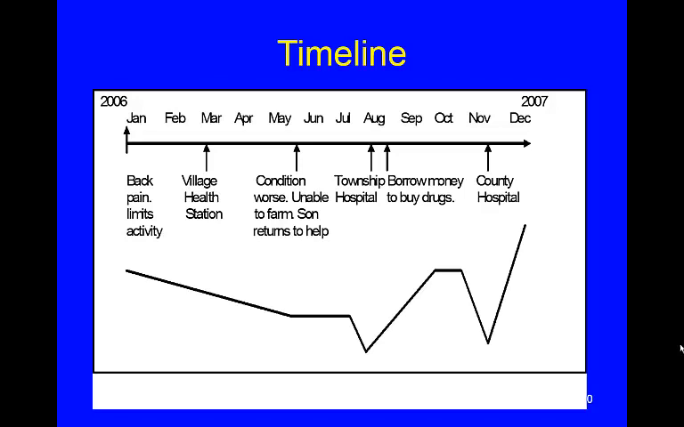But what we can do through an interview process and getting people to talk through this timeline, we can maybe gather information about how much the county hospital cost, how much money they had to borrow, what kind of drugs they were prescribed, what degree of support they got from neighbours at various points in time, and so on and so forth.